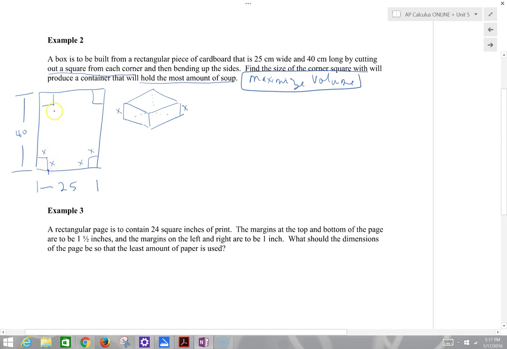So our base is basically going to be this distance right here. So it's going to be 25 minus 2x, and this height here is going to be 40 minus 2x. So our volume then is going to be the height, which was x, and the base, 25 minus 2x, and the height, 40 minus 2x, and this is what we're going to want to take the derivative of. I wouldn't mess around with the product rule. I would go ahead and multiply this whole thing out and then find the derivative.